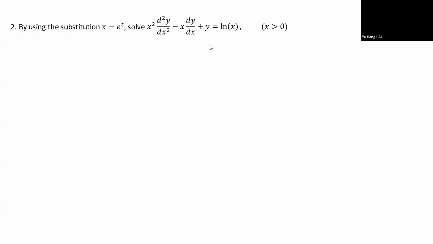So if we don't even know how to get the complementary solution, then we couldn't even try variation of parameters to find a particular solution. But here I give you the hint directly: just use this substitution. Try to use this substitution. This is just to test whether you are good at using the chain rule. So just take a couple of minutes to try this one.